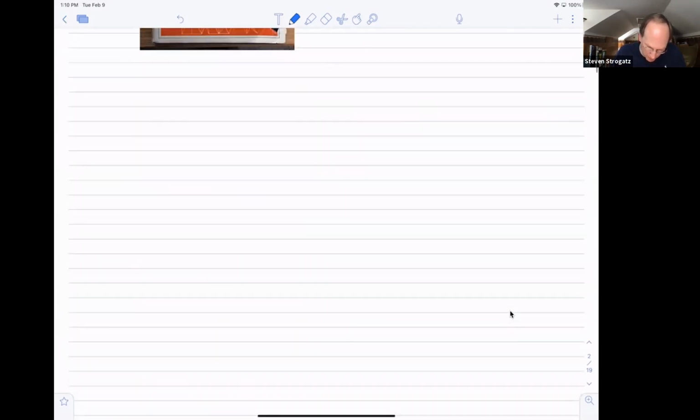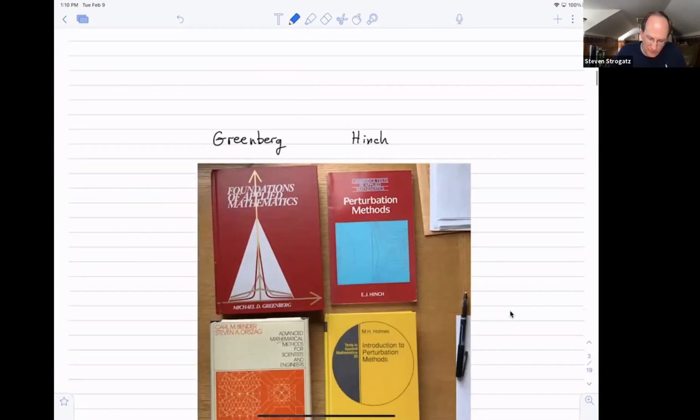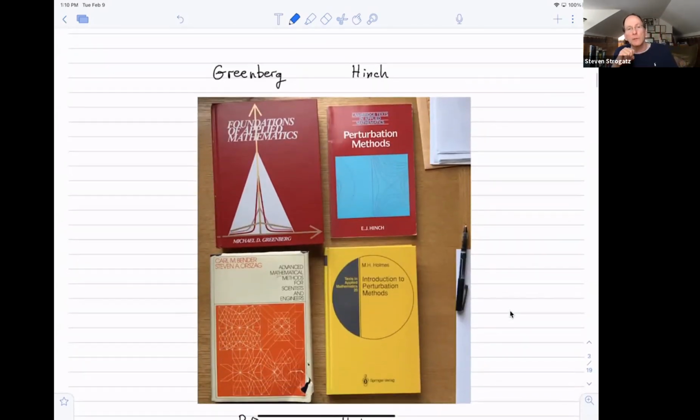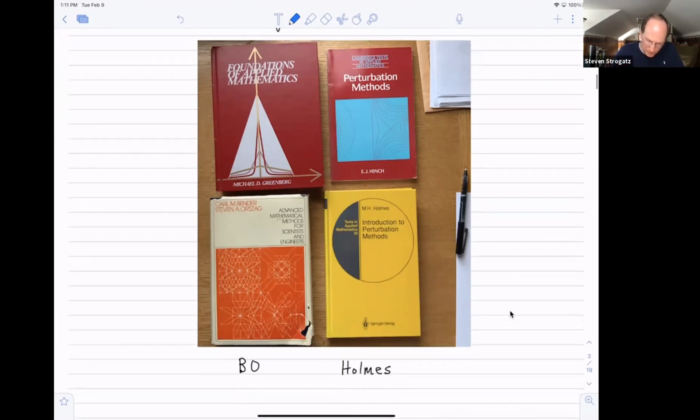There's also some other books that I'll occasionally mention that you could find helpful. There's one by Michael Greenberg that I'm going to reference today in an example we're doing. There's a nice book by John Hinch from Cambridge, Perturbation Methods. And Mark Holmes from RPI wrote a nice book, Introduction to Perturbation Methods, which I think you can also get for free on our Springer site license through the Cornell Library. Okay, so those are the books.